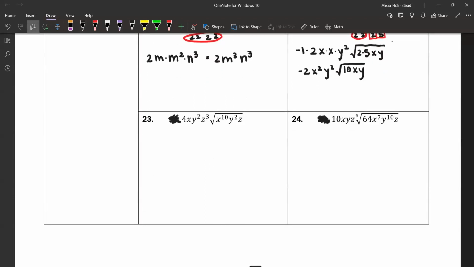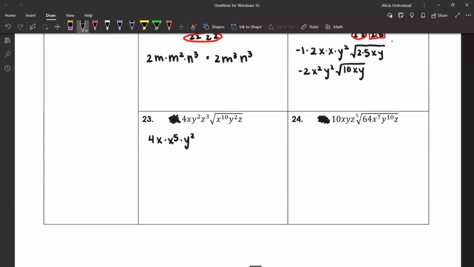Alright, 2 more examples. Number 23 doesn't have a number inside the radical, so we just have to deal with the variables. The index on the radical is a 2. So we're looking for groups of 2 things. Okay, so we have 10 x's. How many groups of 2 in 10? Well, that would be 5. So if we write the 4 and the x that's already out there, then we can pull out 5 more x's. The y squared that's already out there.